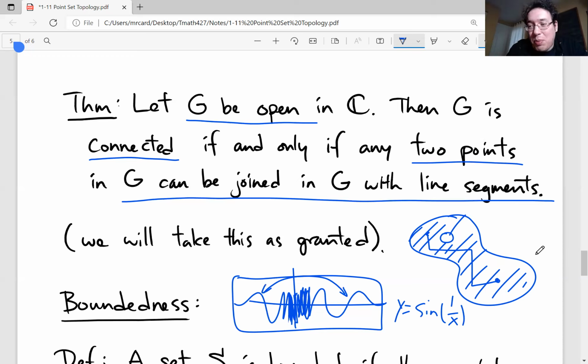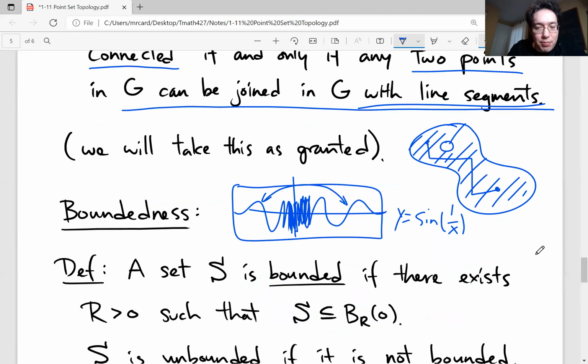This kind of weird example does not occur if you're only considering open sets in the complex plane. So because of that reason, which is not an easy fact to prove, we're going to be using this theorem. So when we say a connected set, we could assume that we could always connect it with a path. Okay.